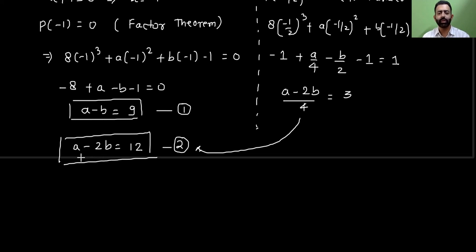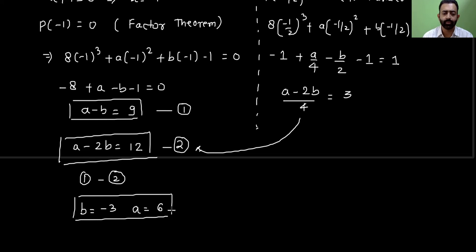Right, now solving these two equations simultaneously, I think this is a minus 2b. Yes. Okay, I can subtract equation 1 from 2. Let us subtract equation 2 from 1. So 1 minus 2, the moment I do this, it will become plus 2b. So plus 2b minus b is just b, right? And 9 minus 12 is minus 3. If b is minus 3, the value of a is 6. Okay, so b is minus 3, a is 6.